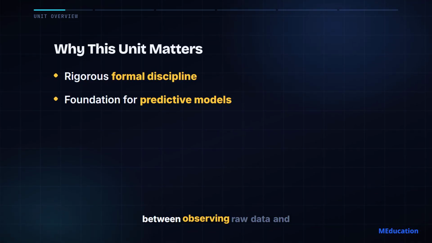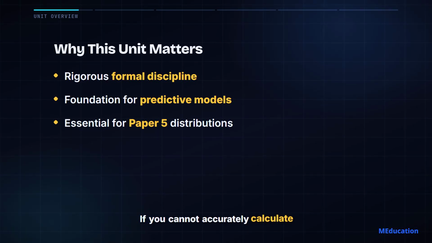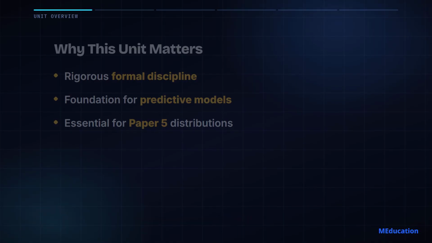It is the crucial bridge between observing raw data and building predictive models, and it forms the mathematical engine that powers Paper 5. If you cannot accurately calculate the probability of combined events here, you will not be able to handle the advanced statistical distributions later in the course.